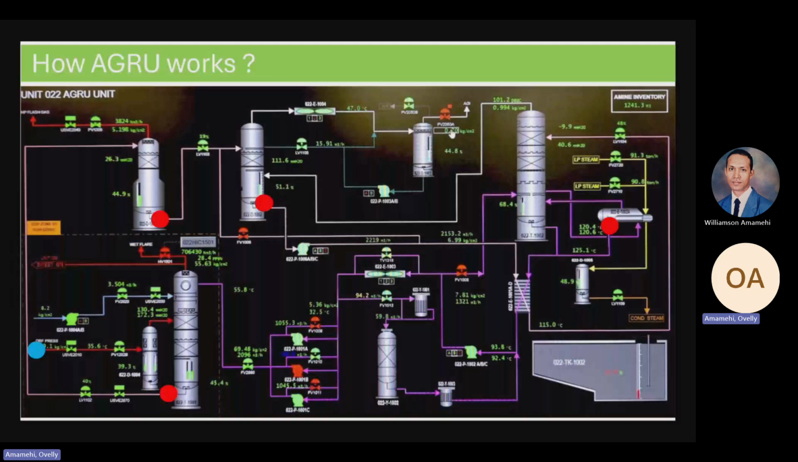In the HP flash drum, the rich amine flashes. The light hydrocarbon exits from the top of the HP flash drum and goes to the low pressure fuel gas system. The rich amine exits from the bottom of the HP flash drum and goes to the top of the LP flash drum, or D1002.